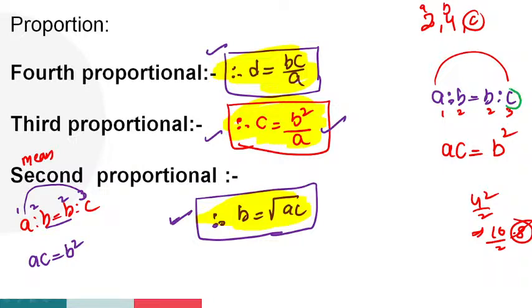We have to find out the C value. What is the proportion formation? AD is equal to BC, that is A into C and B into B. AC is equal to B into B, B square.